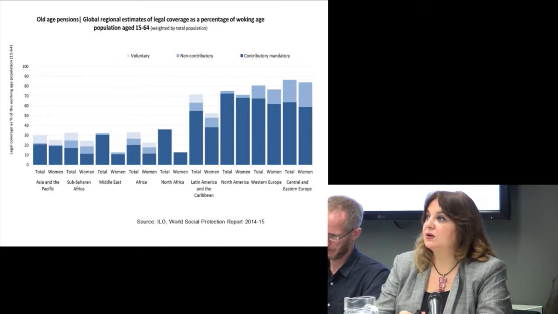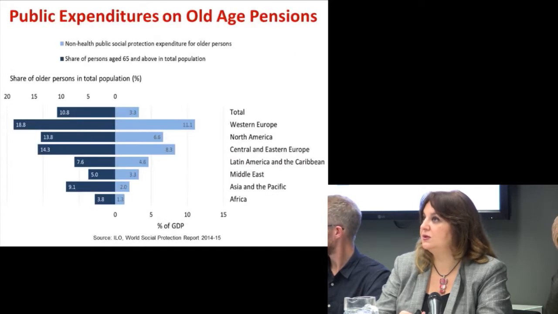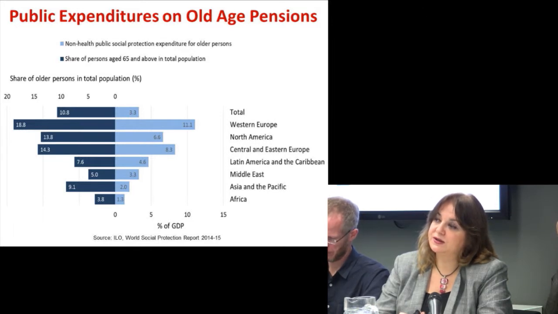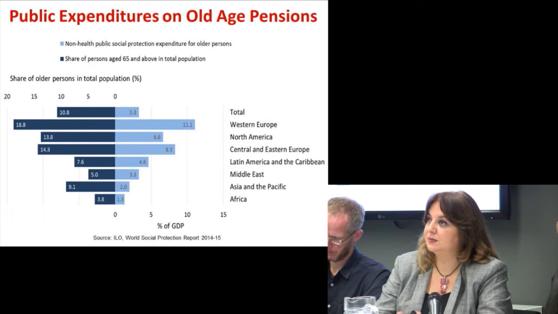Here's the mix of how contributory and non-contributory blend. The dark bars are the contributory systems, which we know are more extensive than the non-contributory. And here are the public expenditures again. Here the numbers are less extreme, of course, than for children, given that there is a much lesser number of older persons. However, the expenditures are stronger.